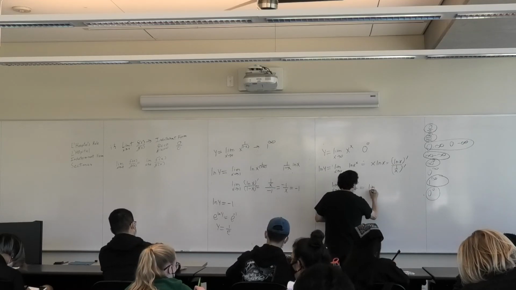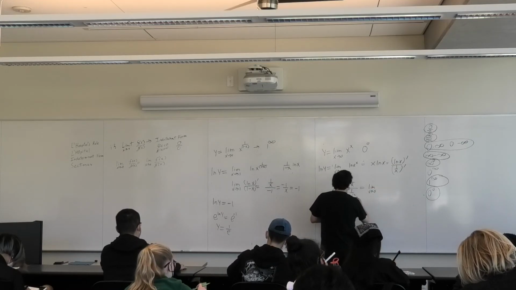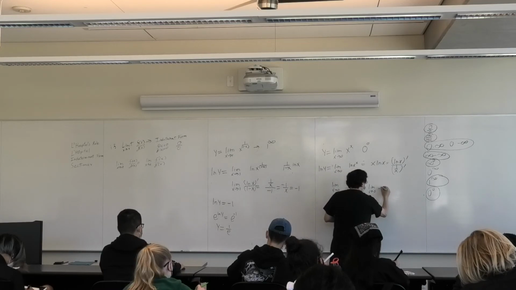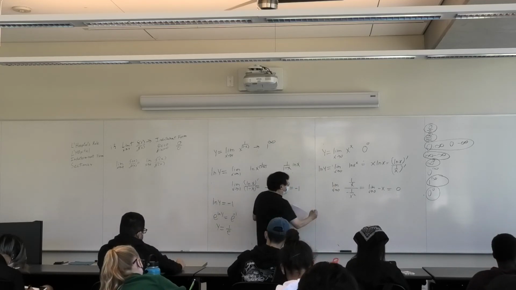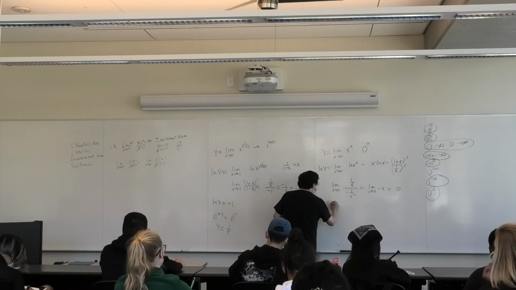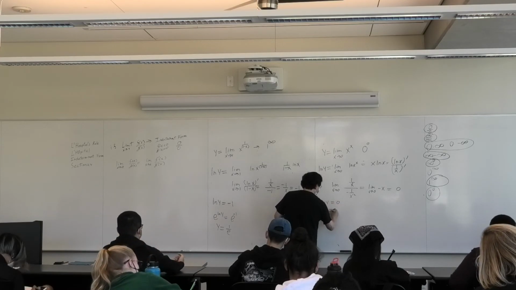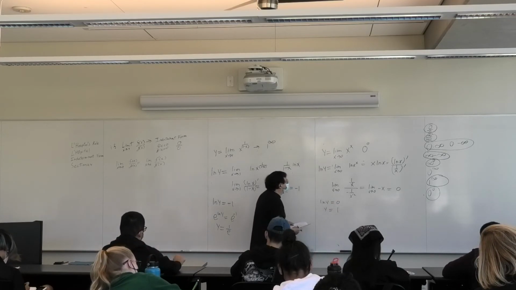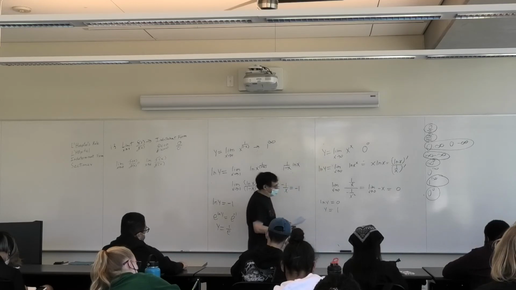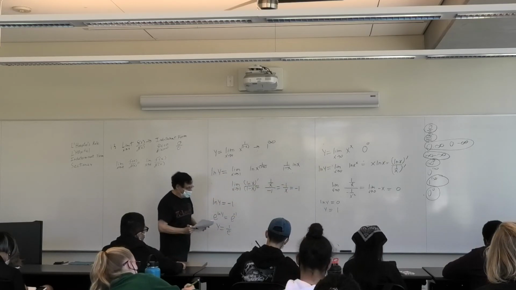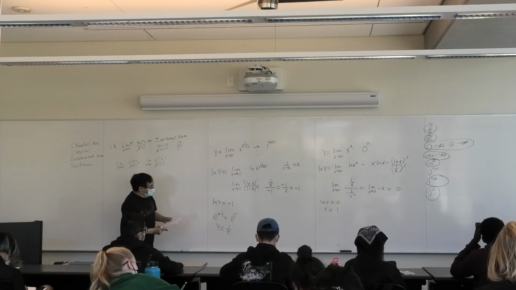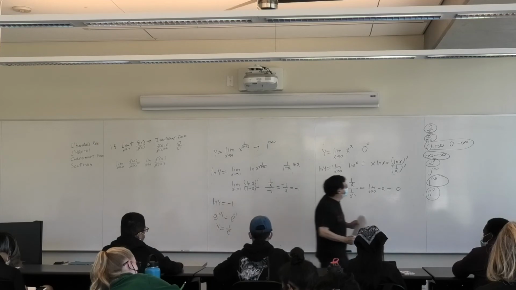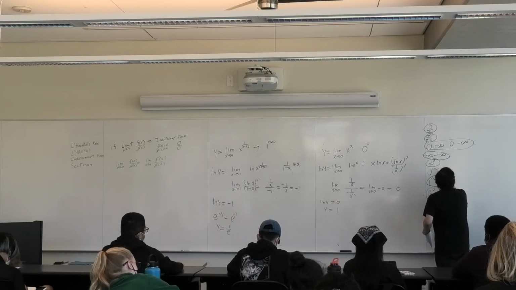Limit as x approaches 0 of, it's going to be negative x, of course it's going to be 0. But once again, that's the log of y equals 0, so y should be equal to 1. Our limit is 1. I'm not going to cover this.